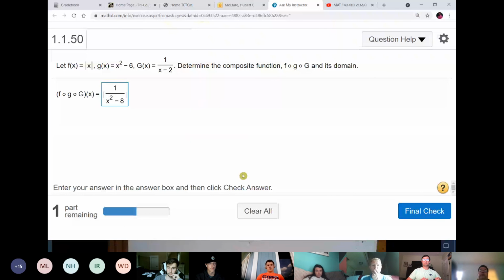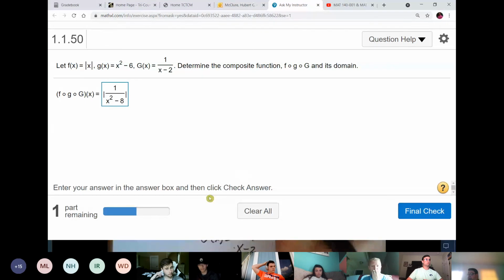Okay, I don't mind this one. This one's okay. So f of x is equal to absolute value of x. Little g of x is equal to x squared minus 6. And big G of x is equal to 1 over x minus 2. And they want f composed of g composed of big G.